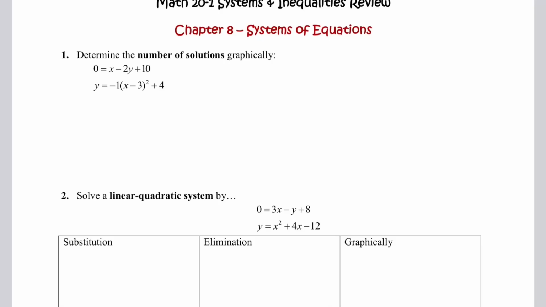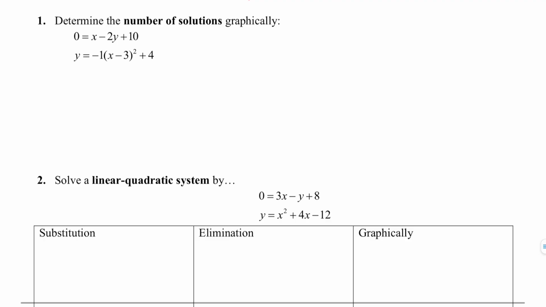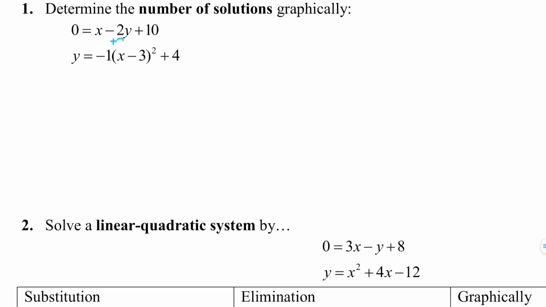Okay, so chapter 8, systems of equations, the review for that. The first question is determine the number of solutions graphically. To put this in the graphing calculator, I need to isolate my y on one side. So add 2y on both sides. You get 2y is equal to x plus 10. Divide on both sides by 2 and you'll get y is equal to x over 2 plus 5.